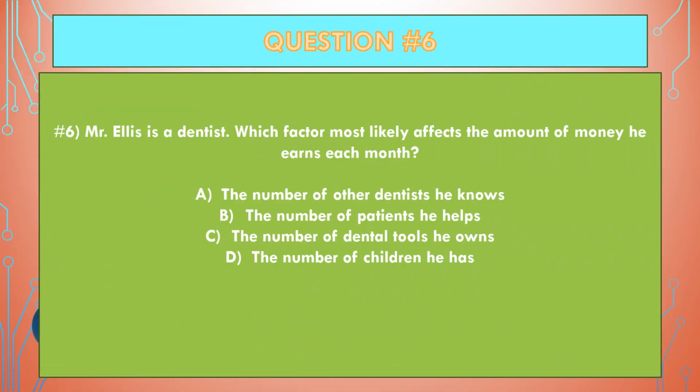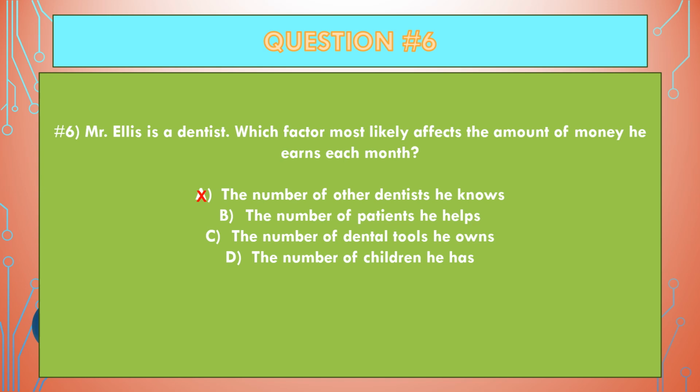All right, it's time for me to model question number 6. Mr. Ellis is a dentist. Which factor most likely affects the amount of money he earns each month? A says the number of other dentists he knows. Well, it's nice that he knows people, but that has nothing to do with how much money he earns. Let's look at B, the number of patients he helps. Maybe more patients means that more people are paying more money. So probably, let's keep that one in mind.